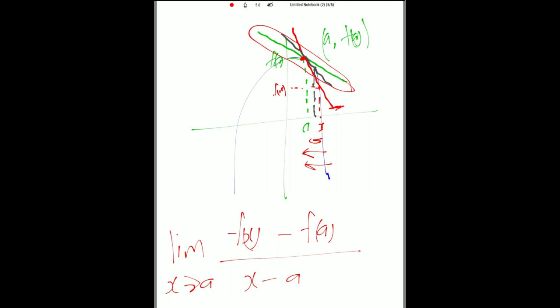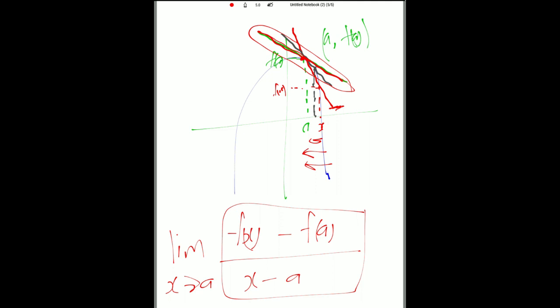Because what we're doing is finding the limit of f of x minus f of a all over x minus a as x approaches a. Once x reaches a, we're going to actually end up with this exact line. This is the exact line that we're going to end up with.